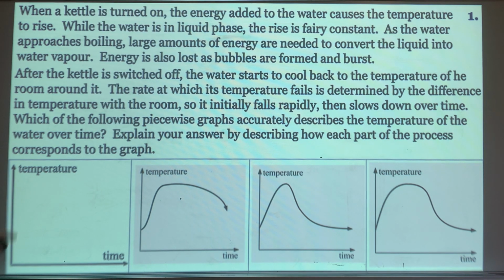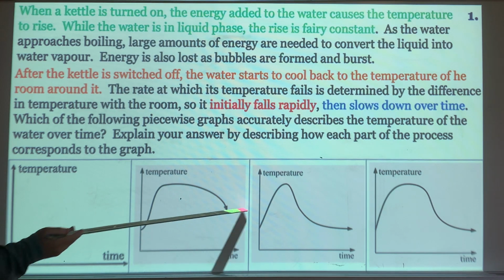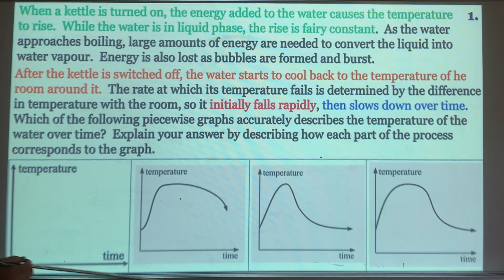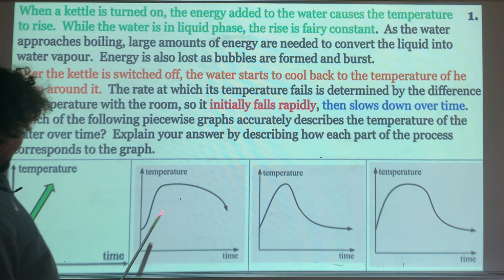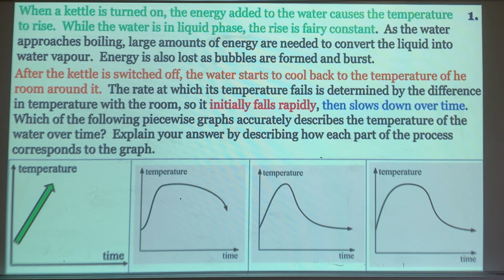Now, quick little explanation. The kettle is turned on, the energy added to the water causes the temperature to rise. So initially the temperature rises. Well, they all rise here. All right, the rise is fairly constant. So it kind of rises at a constant rate. These are all kind of constant. I don't know about this first one, but the other ones are fairly constant.